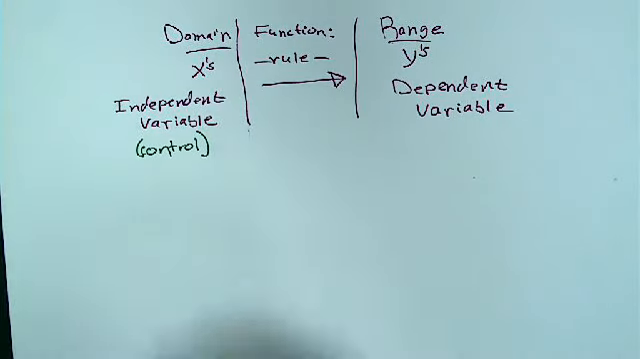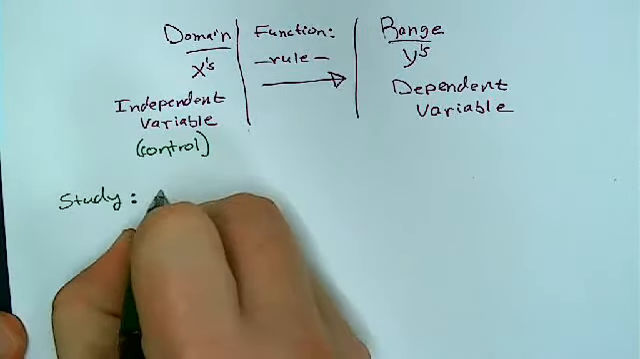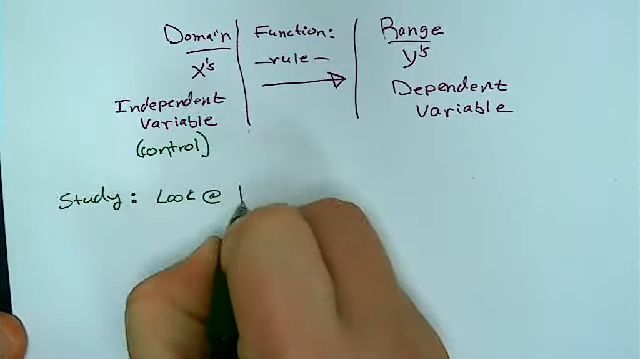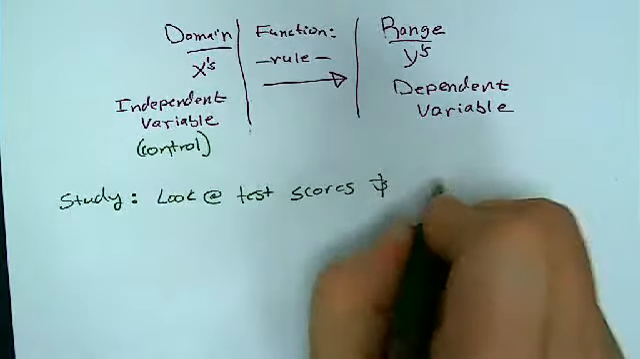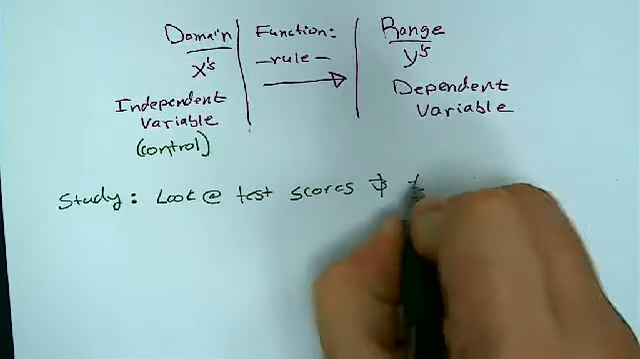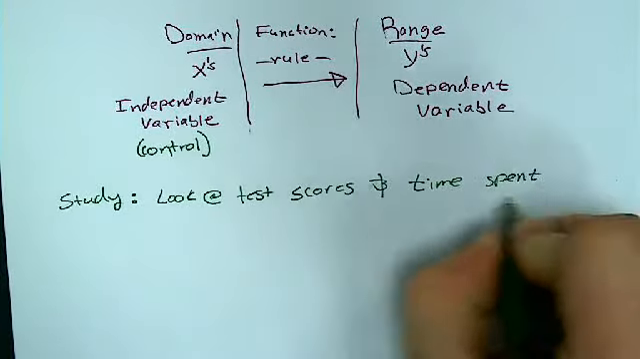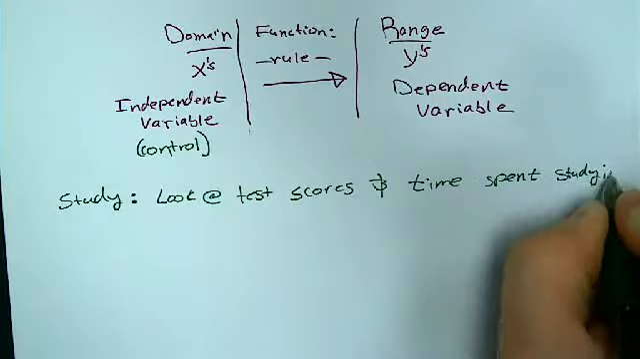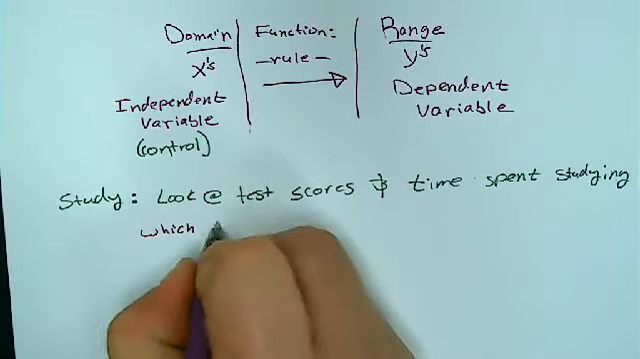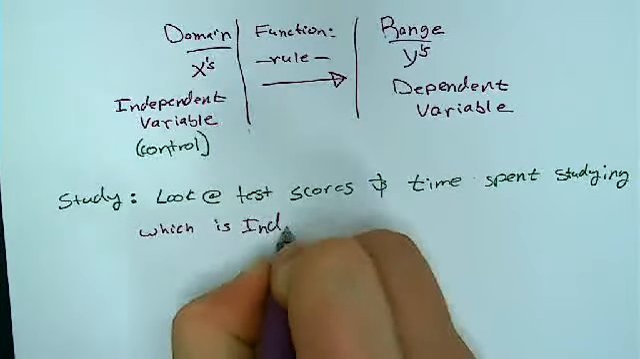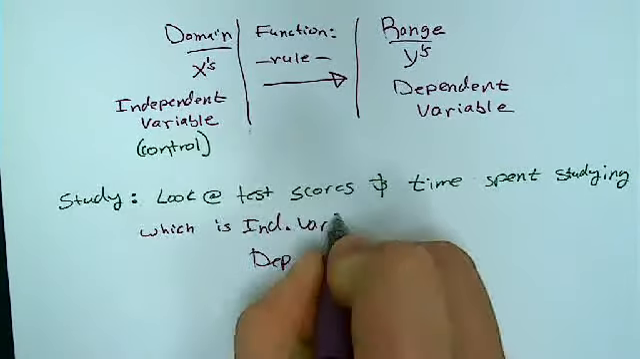So let's say I talk about doing a study. I'm going to do a study, and I'm going to look at test scores, and we'll keep it simple and obvious, and the time spent studying. Which is the independent variable versus the dependent variable?